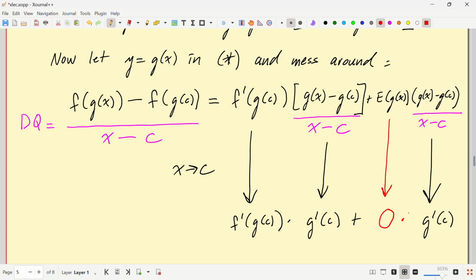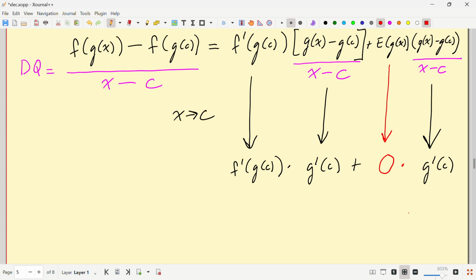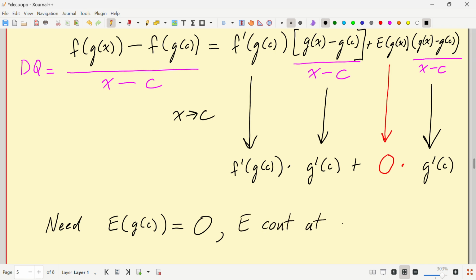And we have to think about that important red one because we're using the fact that, what do we need? We need e of g of z, e of g of c equals 0. And we need to know that e is continuous at g of c. So I defined it to be that. That makes it continuous at g of c.